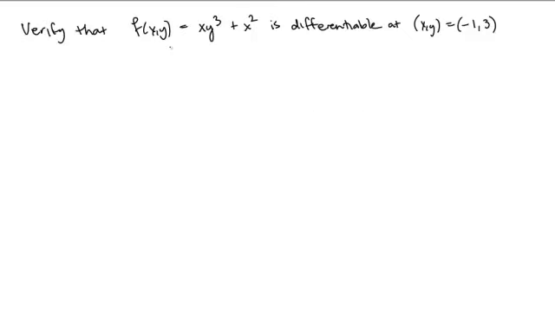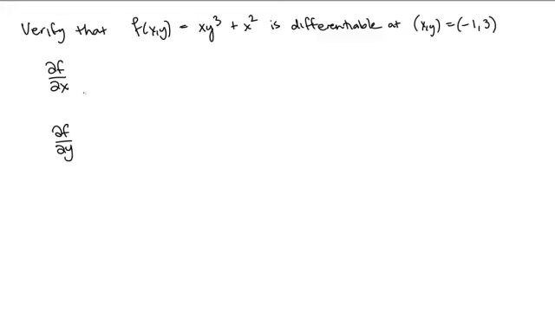Let's revisit this example to verify that the function f of x, y equals x y cubed plus x squared is differentiable at the point (-1, 3). So rather than working out the tangent plane and seeing whether or not we match, let's actually use this other test. Let's take a look at its two partial derivatives, and we'll see if they're continuous at the point (-1, 3).